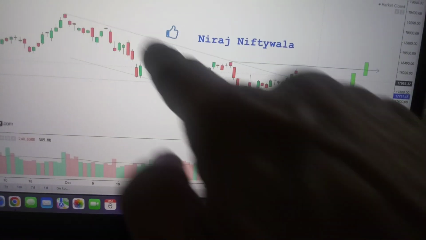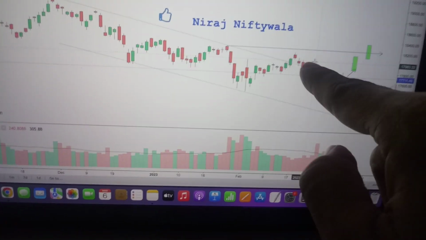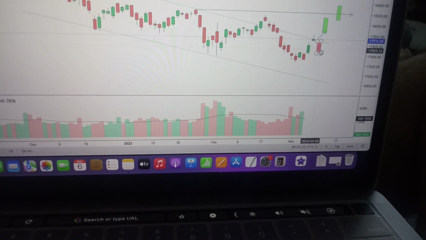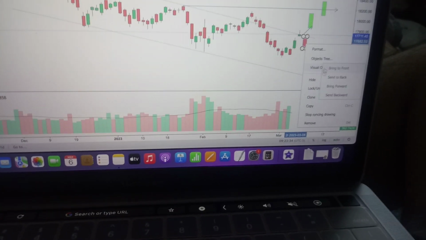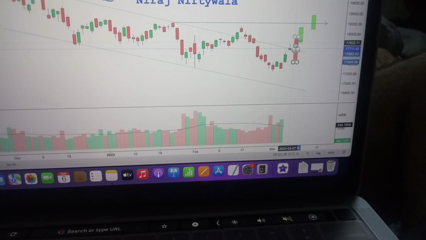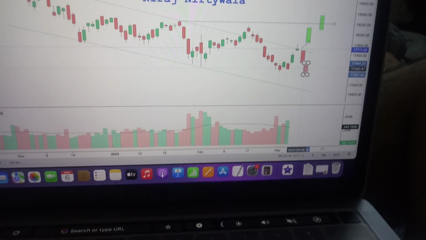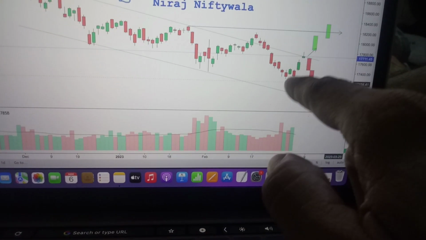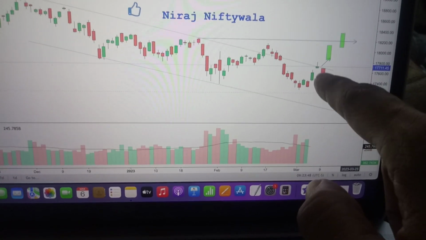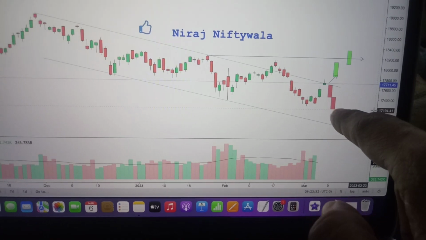So this green line which I have drawn, mostly it has reversed from here, it reversed from here, it reversed from here. So again, if it reverses from here, then the possibility is that it will again start falling like this and make new lower lows in the coming days. So this is possible in the coming days. This is how I would draw a basic understanding and predict the analysis using my analysis of the Nifty chart.